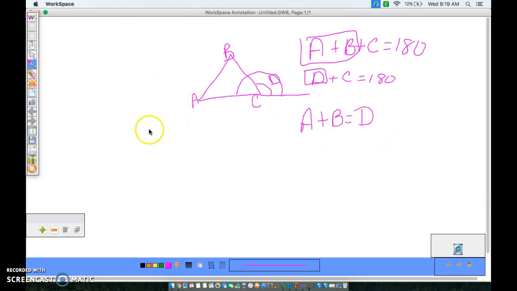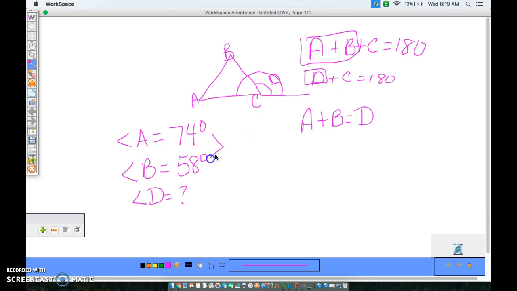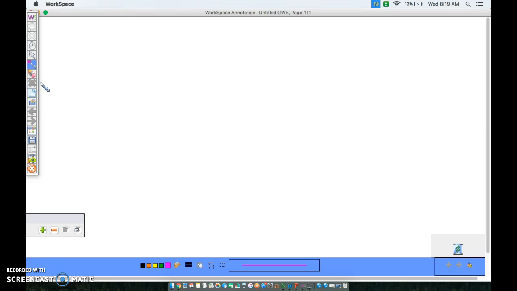So if I know, let's say that angle A is 74 degrees, let's say that angle B is 58 degrees, and we want to know what angle D is. Okay, we can add these two together, 74 plus 58, it's 132. So that means that angle D is 132 degrees. And if there's expressions in there, you do it just like we did the interior angles, but just with an expression instead of whole numbers. So that is it for your interior and exterior angles of a triangle.